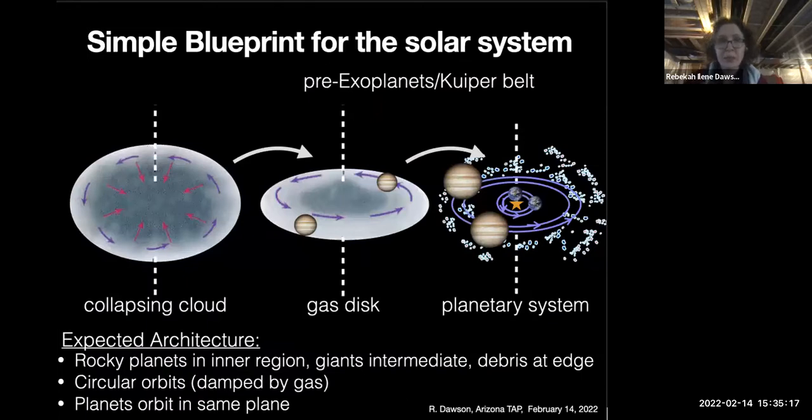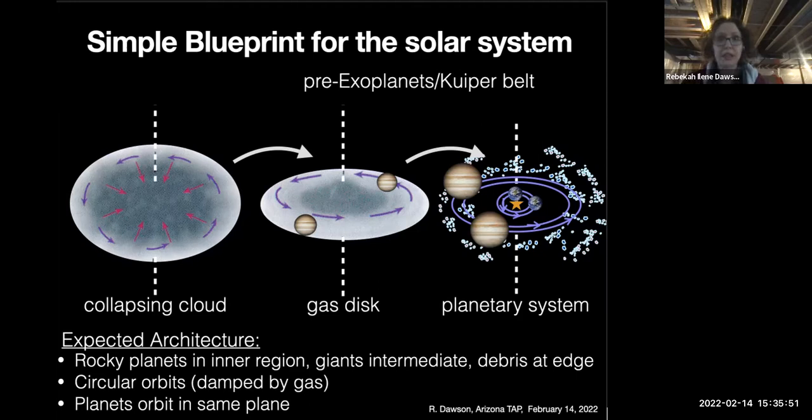In this very simple blueprint, which starts with a spinning cloud of gas and dust, the dust and gas collapse into a disk. In the outer part of the disk, where there's a lot of ices available and large feeding zones, a rocky core can form while there's still gas around and accrete a gas atmosphere to become a gas giant. After a few million years, the gas disk goes away and rocky planets form closer to the star. So this simple blueprint leads to a system that looks like the solar system.